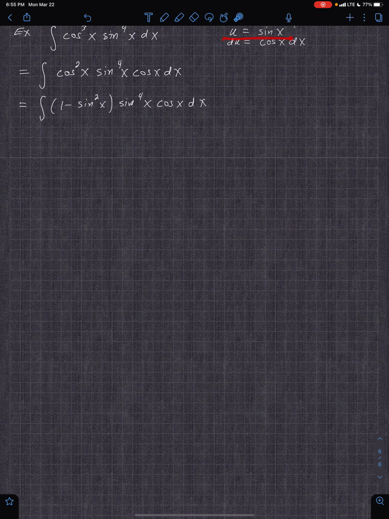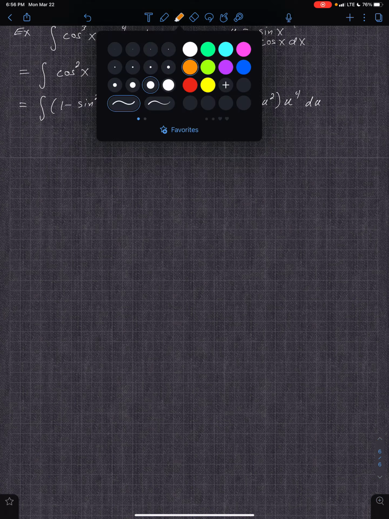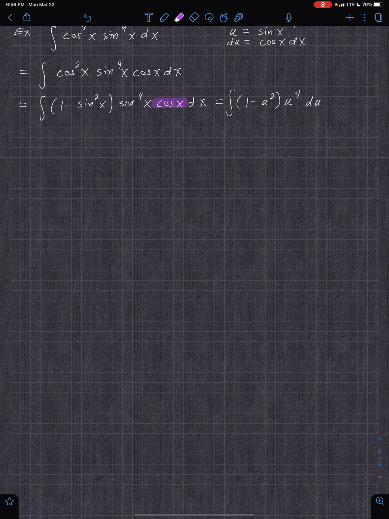Now my choice of u allows me to have all these in terms of u, and then that becomes my du right here. See it? That's my du. And then you have your correct u substitution. So that's the integral of 1 minus u squared u to the fourth du. So that's what we're after, is to be able to do something like that. So here's my du.